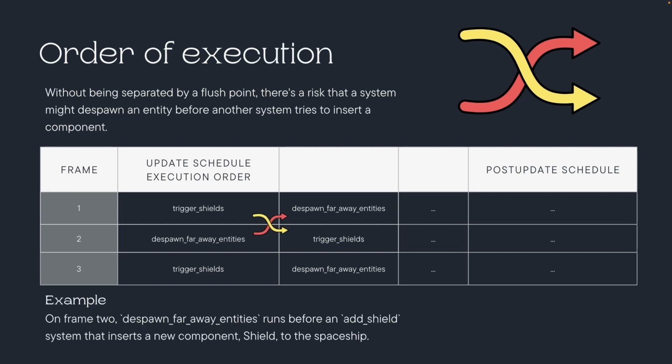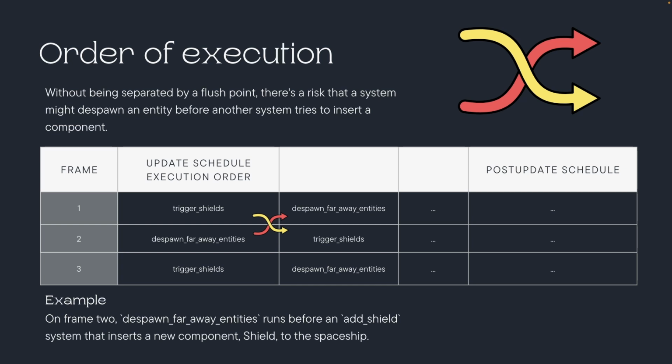On frame 2, despawn faraway entities runs before add shield. If, in our current game, the spaceship happened to go far off the screen such that despawn faraway entities despawned it, and at the same time, a shield was triggered for that spaceship, then the order of the commands would be the despawn and then the insert component, and we would get a panic. Although in the future, Bevy might handle this automatically, there could be other game logic bugs that don't actually cause panics that could come with misunderstanding the flush points and how they're applied in your systems.